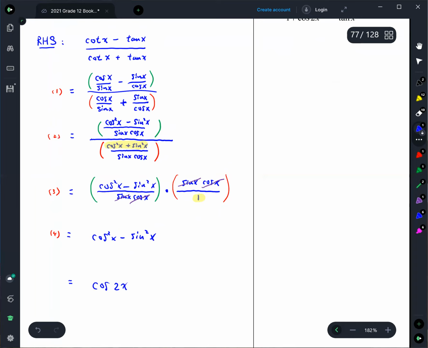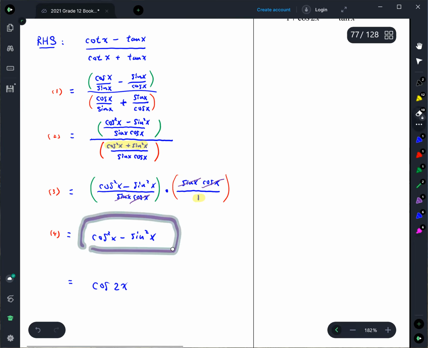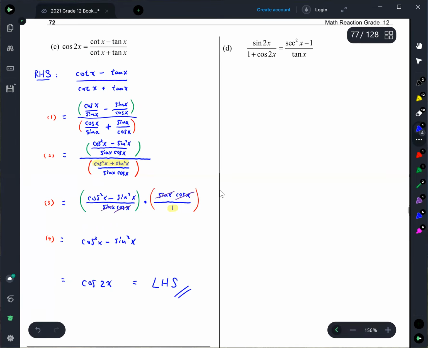Yeah. Okay, and then this part, the final step here, this part is a double angle identity, if you remember from your quiz. Cosine squared minus sine squared equals cosine double angle. So that connects nicely to your right hand side, and the left hand side. So you're done. This equals the left hand side. Finished. Okay, so can you raise your hand after you write this down? We're going to look at another one, question D.